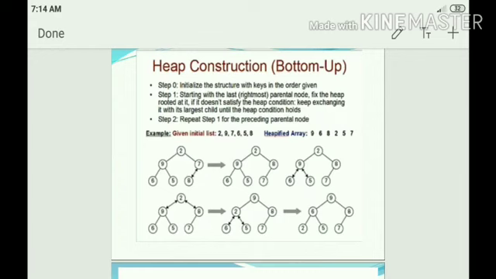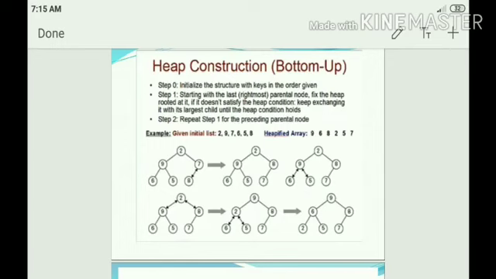After completing the heapification of the subtree rooted at the current parental node, the algorithm proceeds to do the same for the rest of the nodes, that is, for the node's immediate predecessor. The algorithm then comes to a halt after this is done for the tree's root. So in short, step 0 is to initialize the structure with all the keys given in the order. And then, starting with the last parental node, that is the rightmost parental node, fix the heap rooted at it.